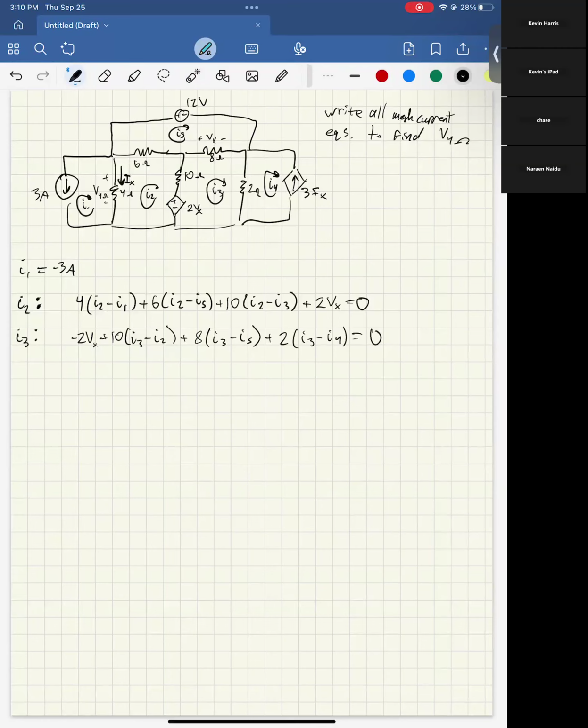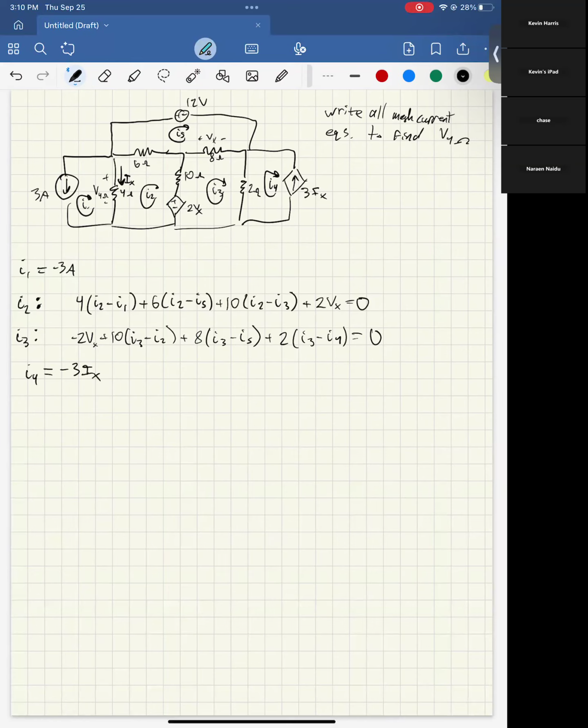Last but not least, or actually not at all last, we're just keeping on going. We see I4 here. We have the same situation as the first one, where it is just given to us because we have a current source. Again, because they're in opposite directions, it'll be negative, but I4 is just going to be negative 3IX.